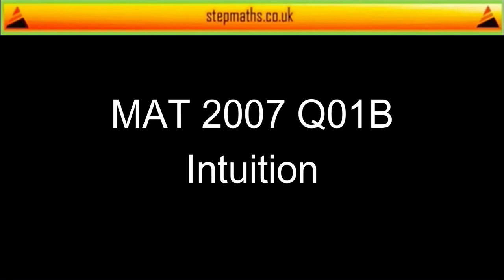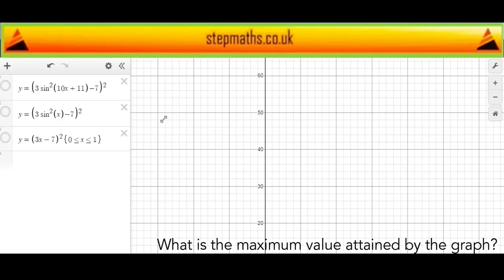This is the intuition video for question 1B of the 2007 MAT paper. In this question we're given this function, y equals 3 sine squared of (10x plus 11) minus 7, all squared, and we're asked to deduce what's the maximum value of this function.